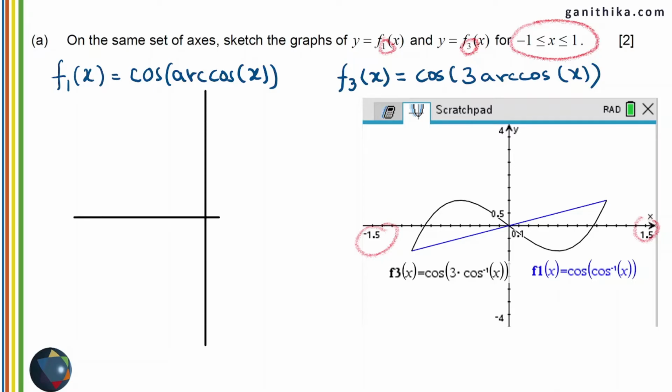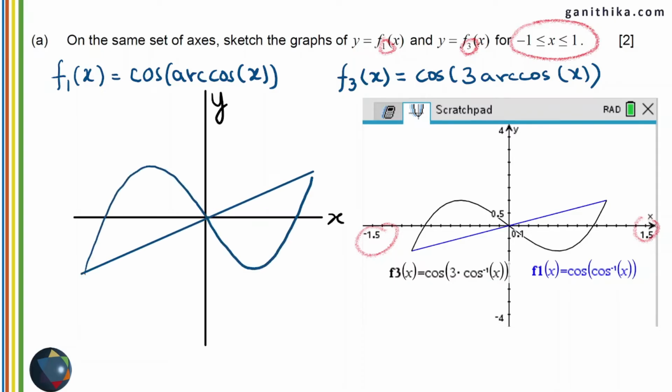Sketch the x and y-axis, and do not forget to label the axis clearly, x and y, and sketch this like this. Just draw the shape of the two graphs, and do not forget to label the graphs. So this is f1 of x and this is f3 of x. If you don't label, the examiners might not know what is what. So it's better to label the graphs whenever you sketch a graph on your notebook. So once you are done here, the question is done. So on the same set of axes, you have sketched f1 of x and f3 of x. So keep in mind the graph looks like this.